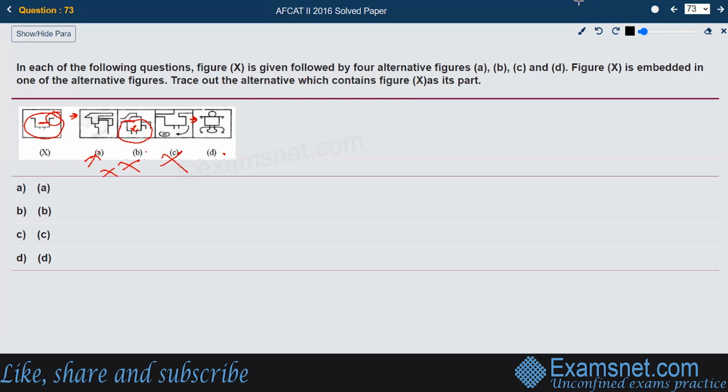If you see option D, this is that part contained. This is going left, this is going right, this is going down, down, and then there are two dots here that can be counted. So option D is the right answer, which is containing the figure available in X. Option D is right.